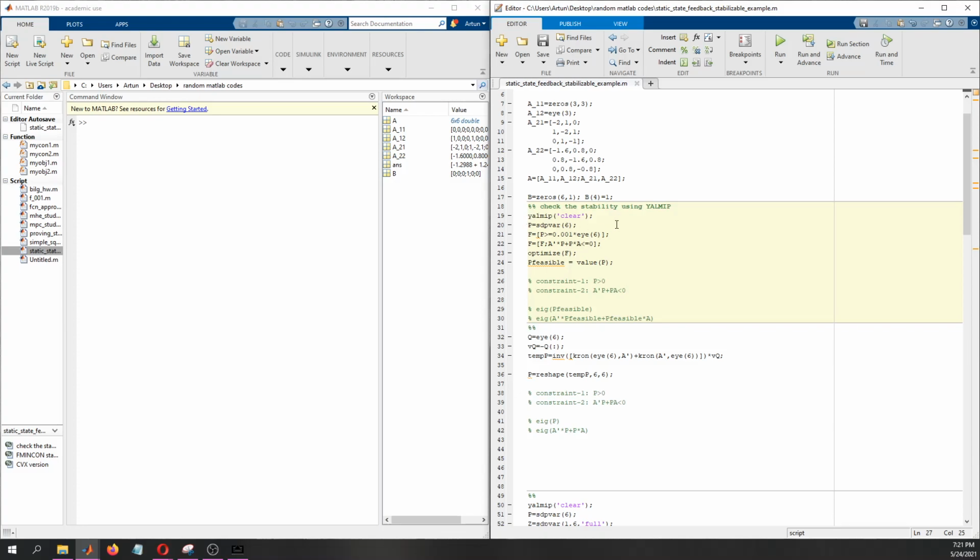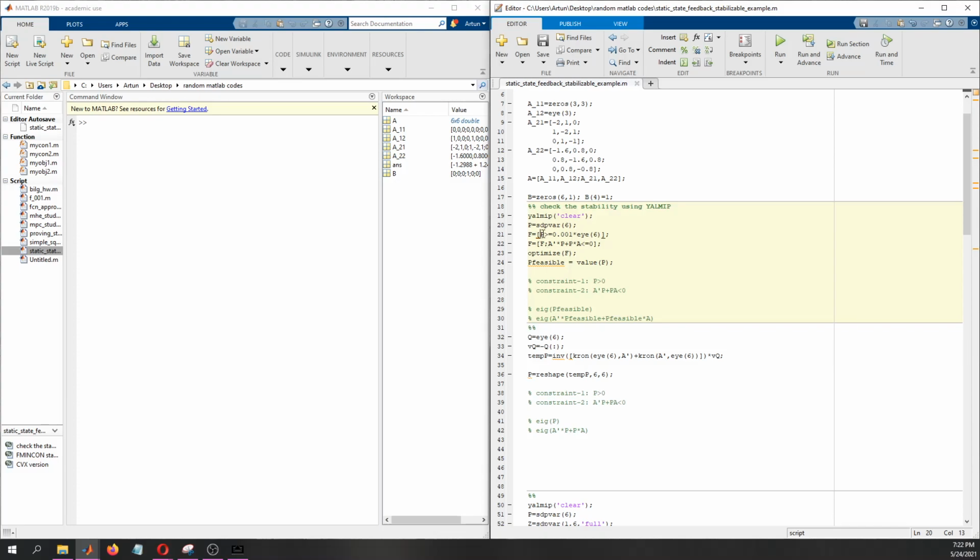And this is the YALMIP command. This is just given on the YALMIP website. Just clear the memory of YALMIP operators, I guess. This is needed, just ignore this. You might like to consider it as cleaning the cache. And here we just use the sdpvar command, which initiates P as a 6 by 6 symmetric positive definite matrix.